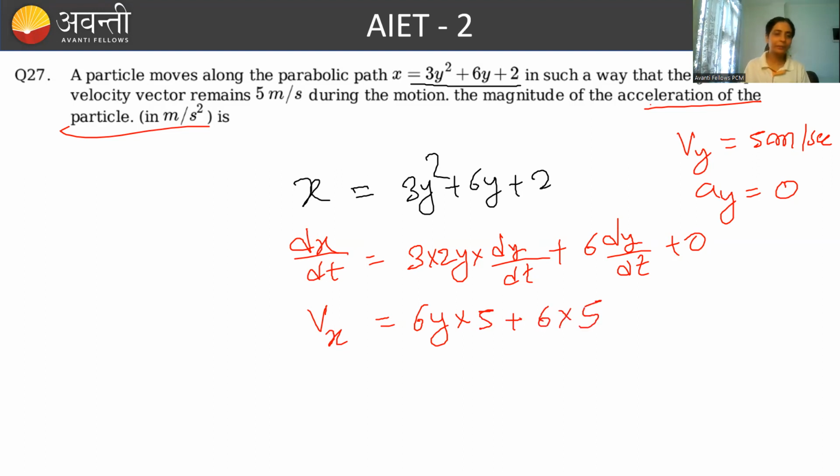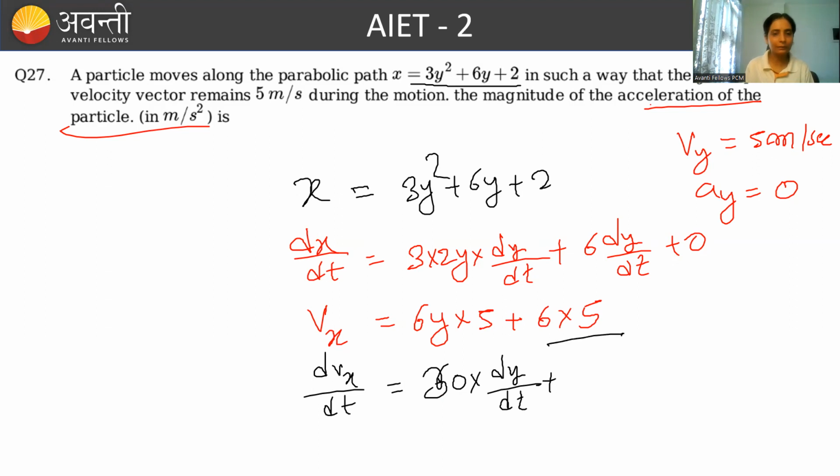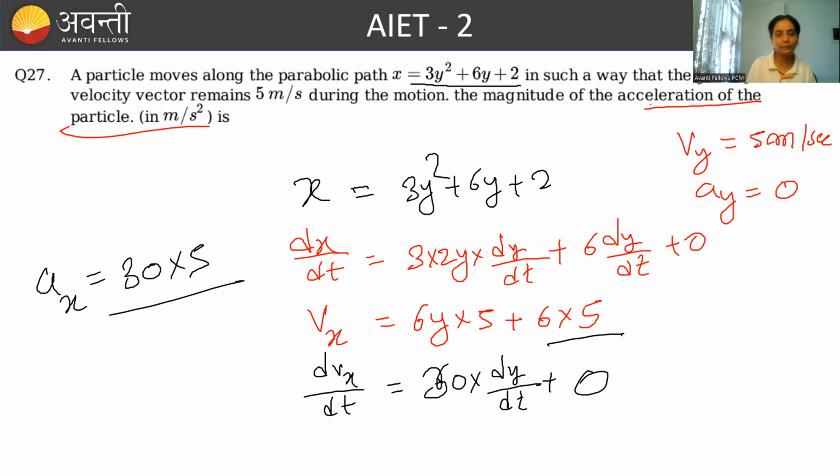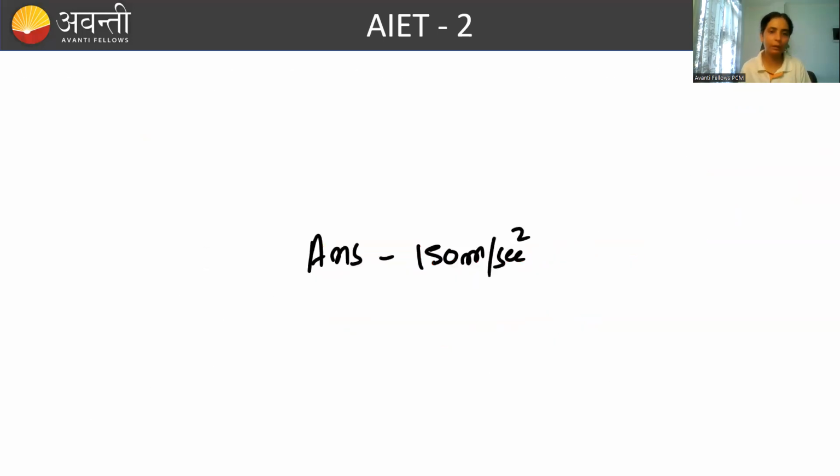Again differentiate it, because we need to calculate acceleration. So when you differentiate vx with time, you will get ax, and this is your 30 into dy by dt again, and this is constant. This differentiation will be 0. So what is the ax value? 30 into dy by dt, that is 150 meter per second square. Done. So the answer will be 150.